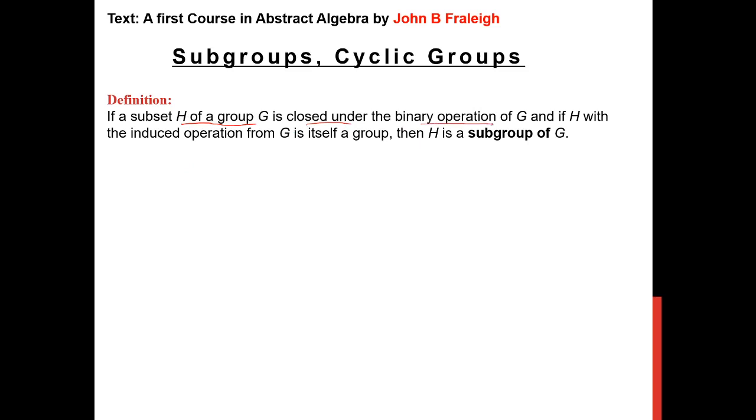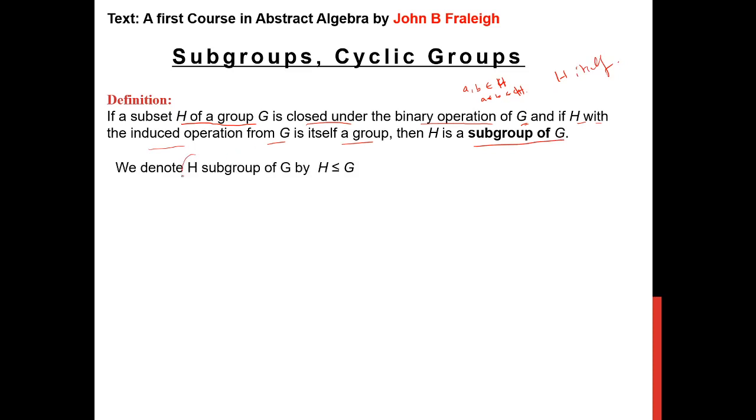binary operation star, that means if a, b belong to H, then a star b belongs to H. That is the closure property. That means H is closed under the binary operation of G, and if H, with the induced operation from G itself, is a group, then H is said to be a subgroup of G.